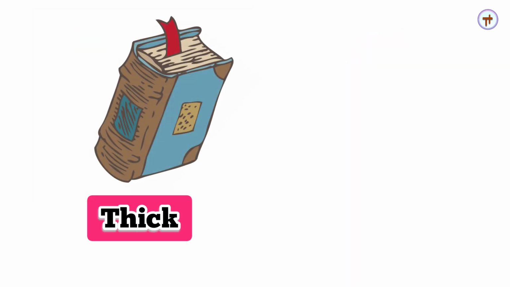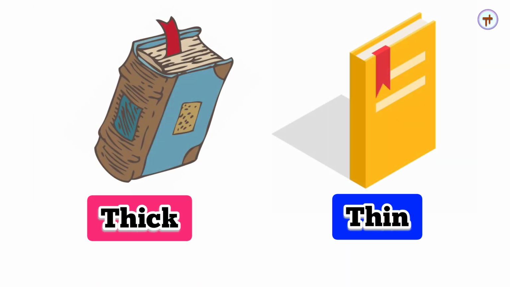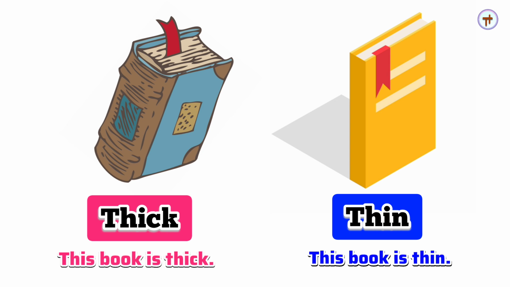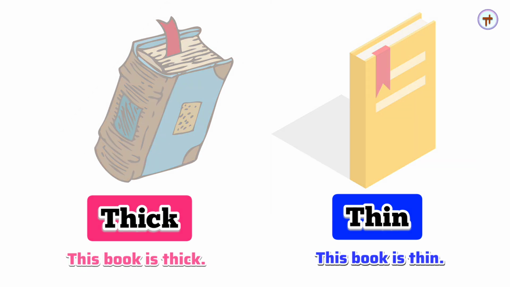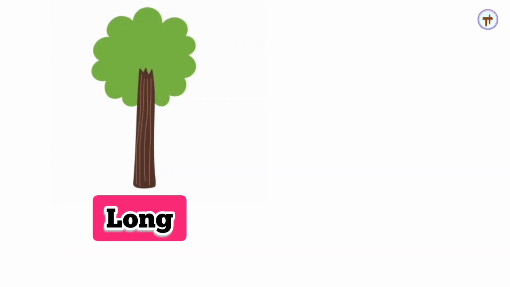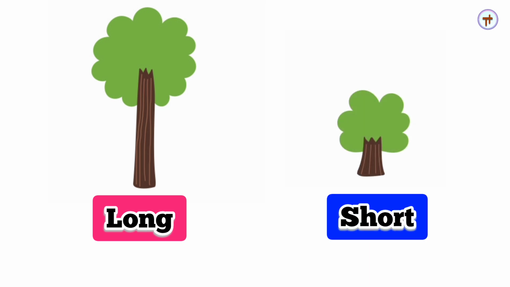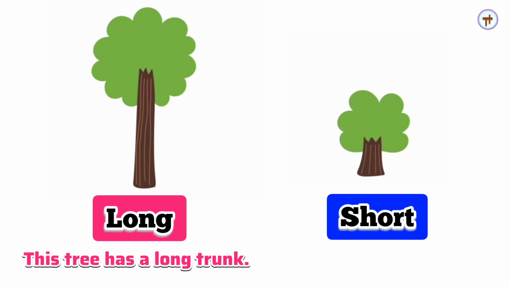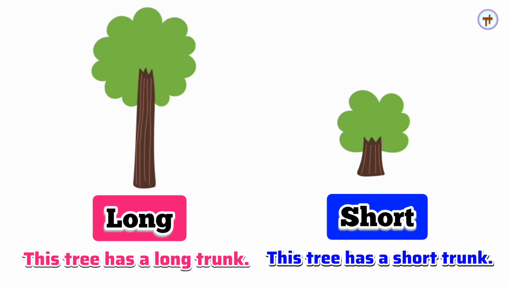Thick, thin. This book is thick. This book is thin. Thick, thin. Long, short. This tree has a long trunk. This tree has a short trunk. Long, short.